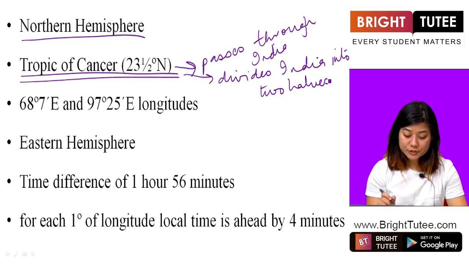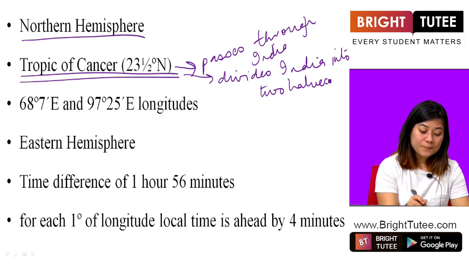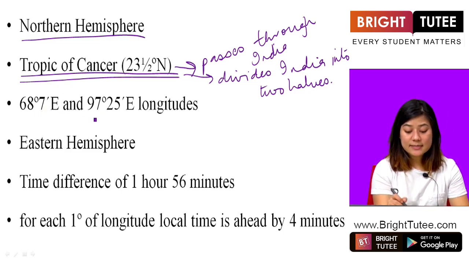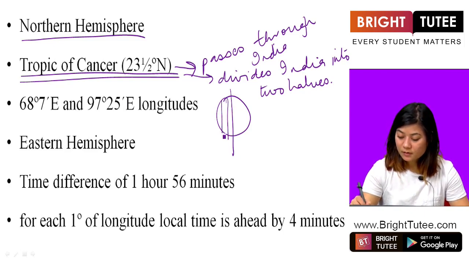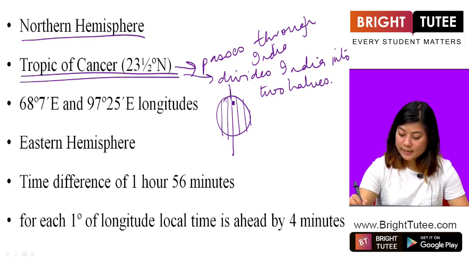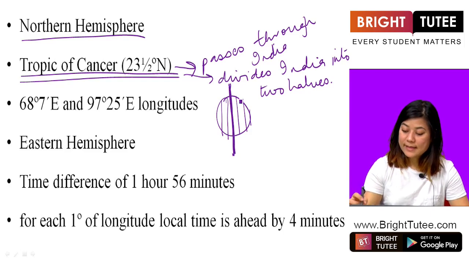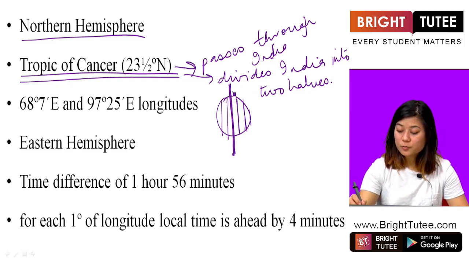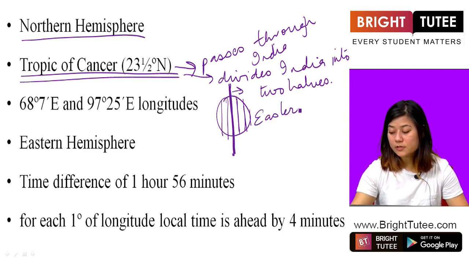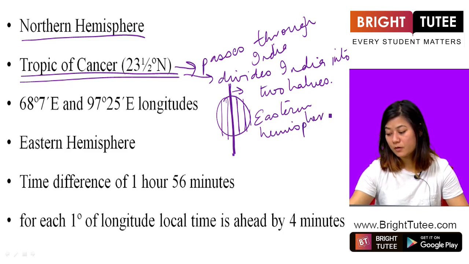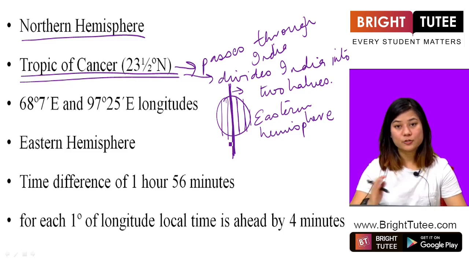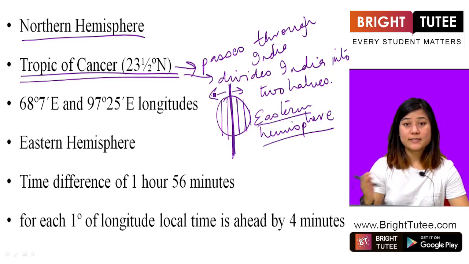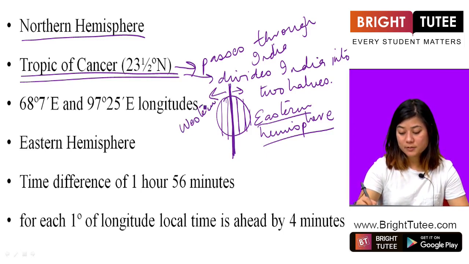When we look at longitudes, the longitudes of India are 68 degrees 7 minutes east and 97 degrees 27 minutes east. Now we know longitude means this one, right? If this is the central longitude, then the lines which are drawn towards the east, that is called the eastern hemisphere. Just like the northern and southern hemispheres, the main central line also divides the earth into two halves, and one part towards the east is called the eastern hemisphere and the second half towards the west is called the western hemisphere.